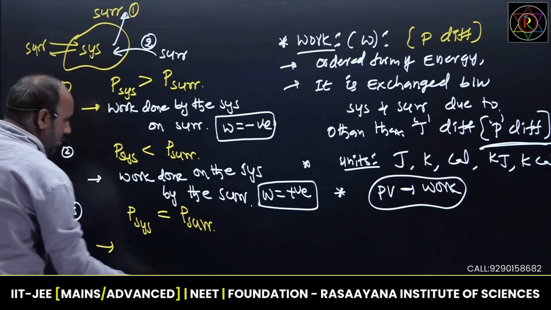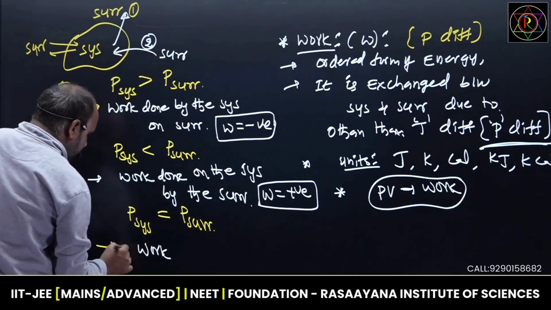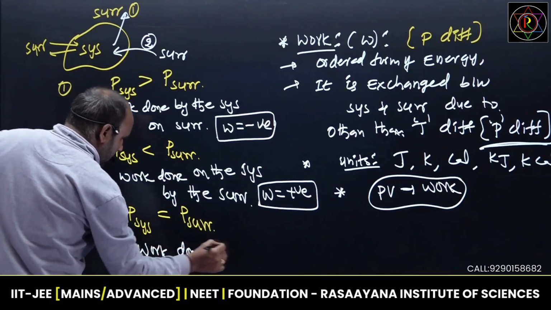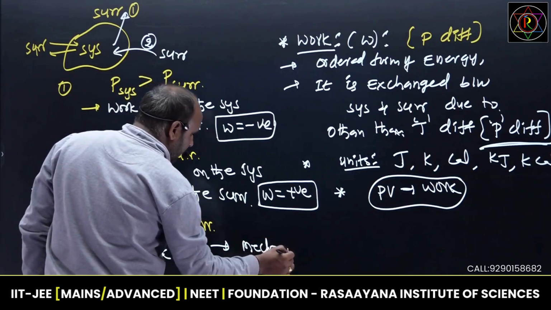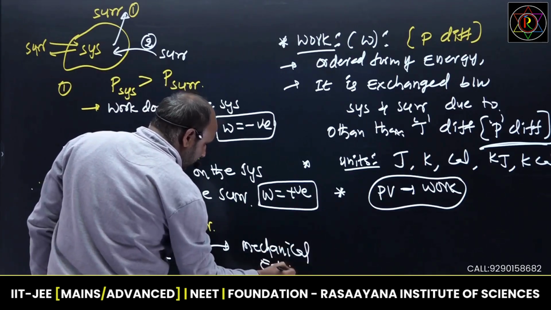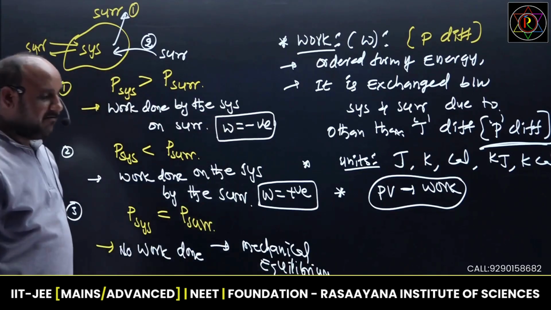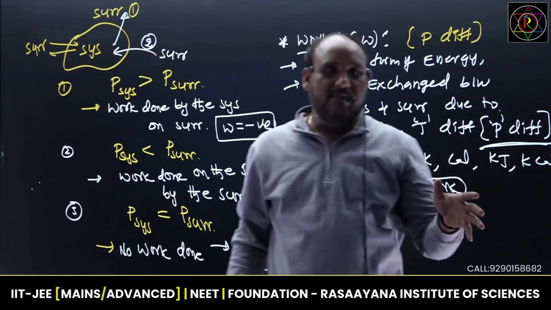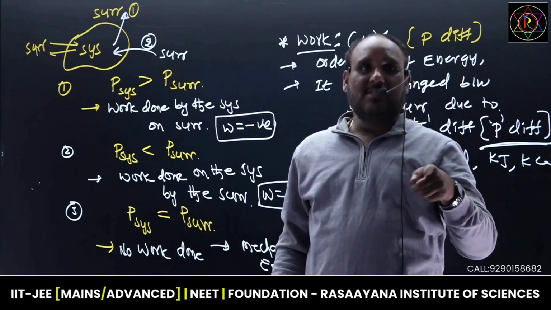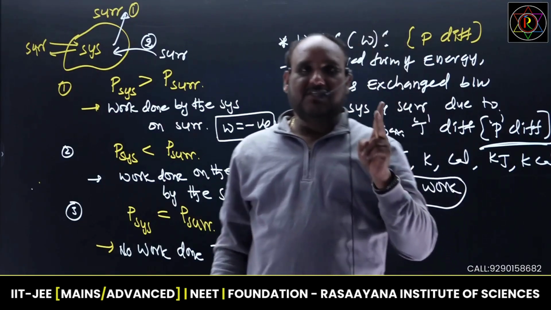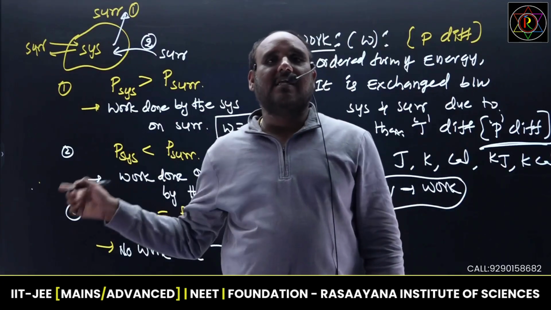So therefore there is no work done, and the system is said to be present in mechanical equilibrium. When pressures are the same, the system is said to be in mechanical equilibrium. When the temperatures of the system and surroundings are the same, the system and surroundings are said to be in thermal equilibrium. If temperatures remain the same for system and surroundings, that is thermal equilibrium. If pressures are the same, that is mechanical equilibrium.